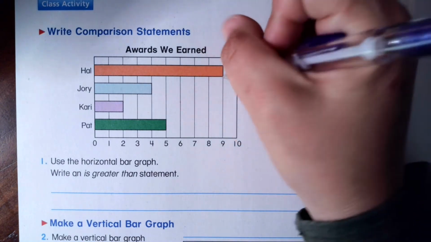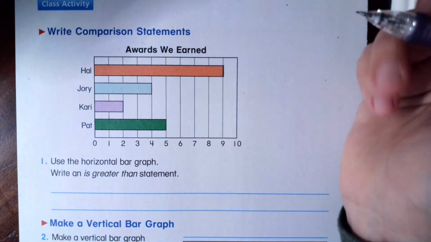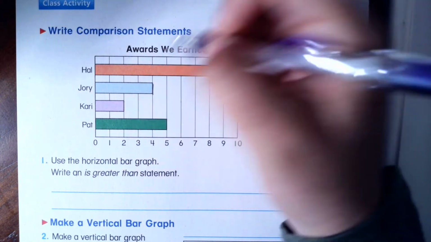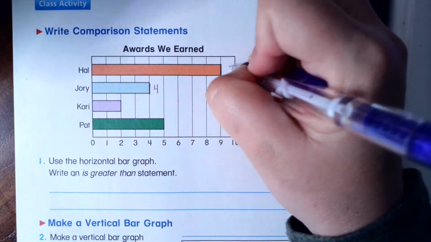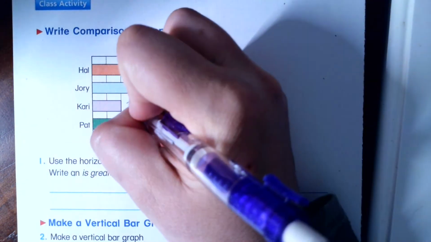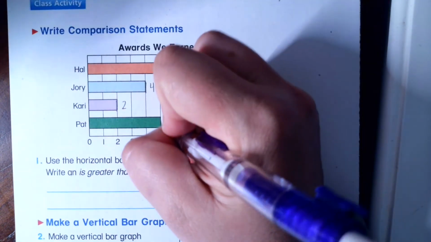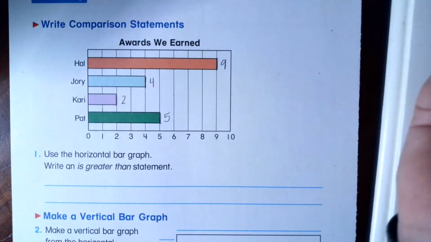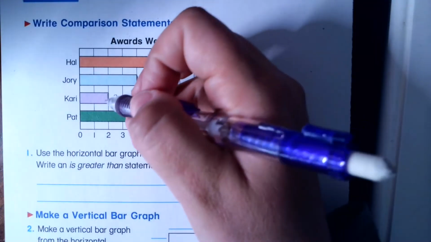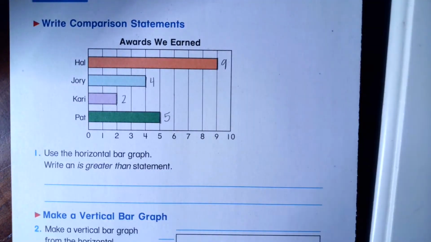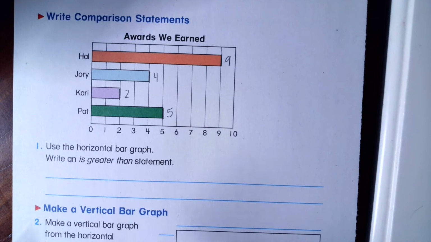We know that Hal earned the most with 9, Jory earned 4, Kari earned 2, and Pat earned 5. So Hal earned the most, Kari earned the least. So instead of writing a question, this time we are going to write a comparison statement, and we must use is greater than.